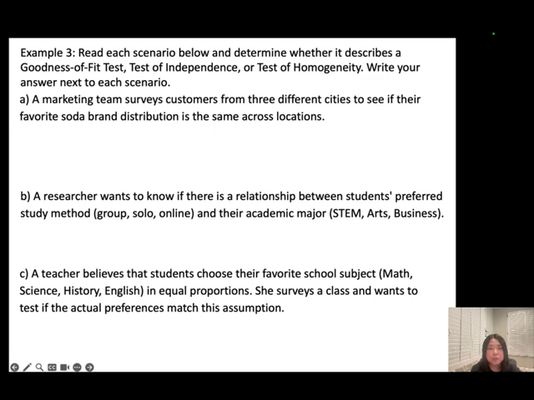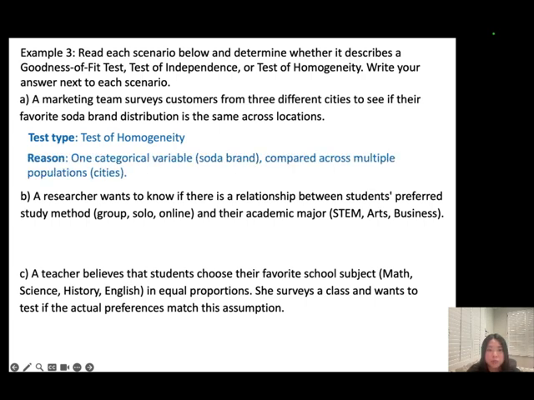A marketing team surveys customers from 3 different cities to see if their favorite soda brand distribution is the same across location. So first, 3 different cities. They're talking about 3 samples. Okay, 3 samples. And then they only have one variable, talking about the favorite soda brand. So this is going to be the test of homogeneity. Okay, write it down. We only have one variable, the soda brand, and compare across multiple populations.